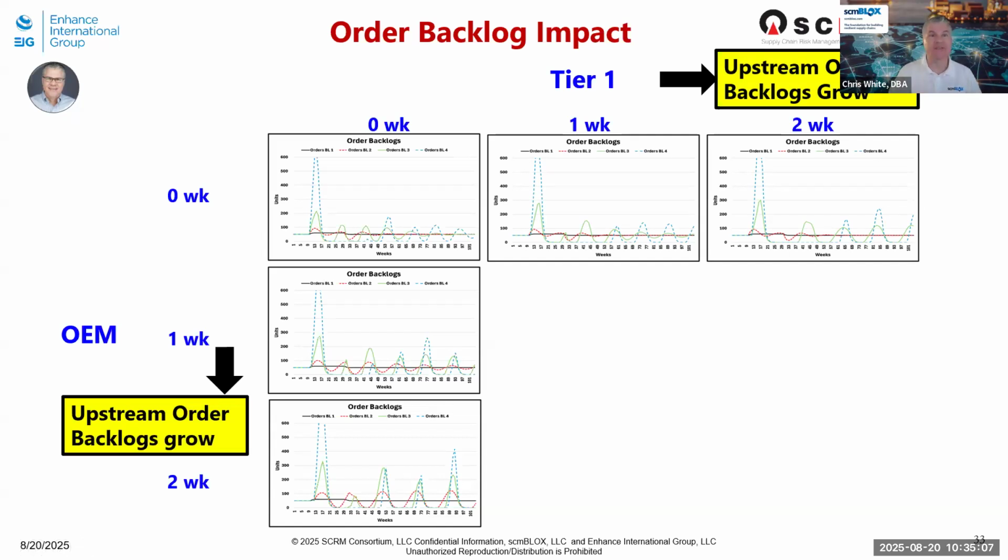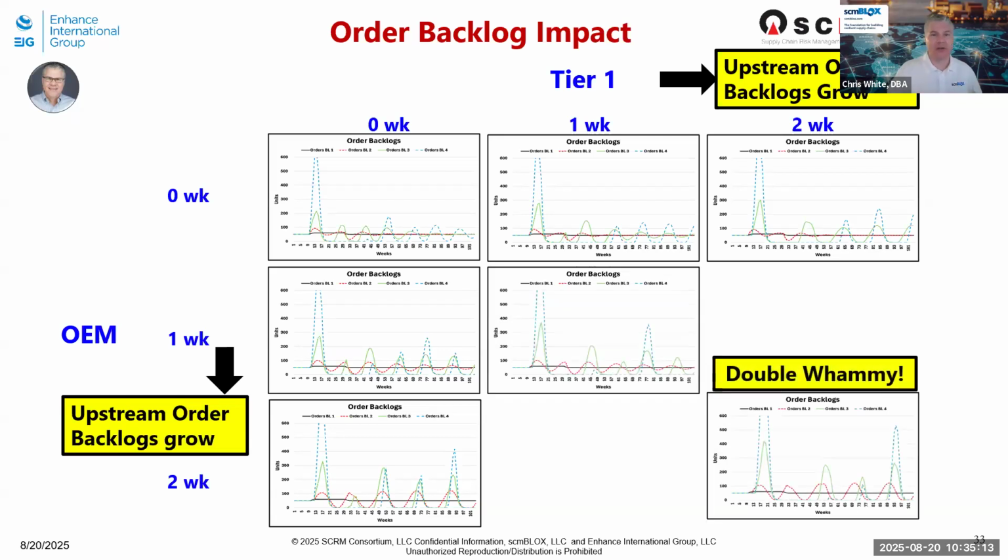So when both the OEM and the tier one delay their orders, you see this diagonal here. And at the bottom, when they're both delaying 2 weeks, that's the worst situation. You got this double whammy. And note that all these charts are on the same scale, so it's all relative. You can see massive oscillations. And so what happens when we're holding orders is we're impacting the order backlog. It's getting worse. Everybody upstream from us gets worse.